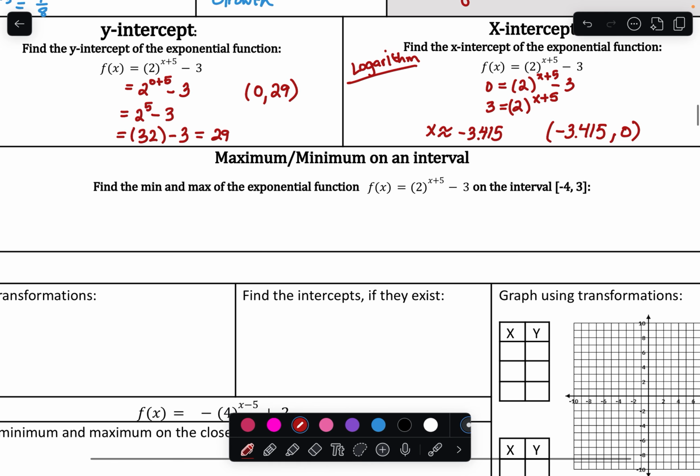Okay, the maximum and minimum of the exponential function on the interval from negative 4 to 3. We have the same function here. This is an exponential growth function.